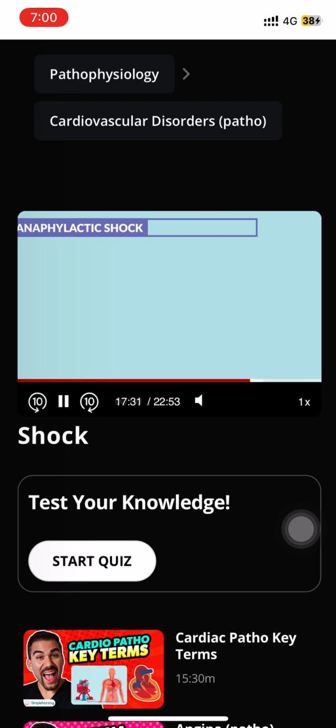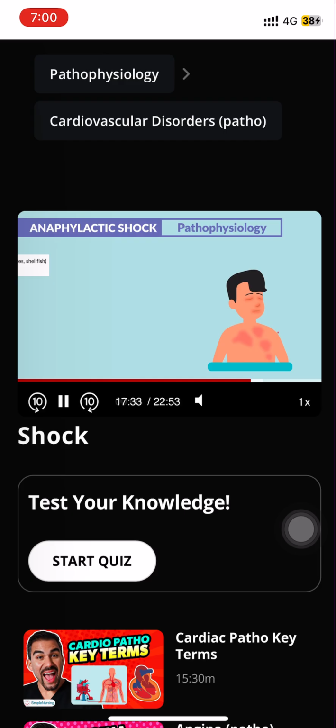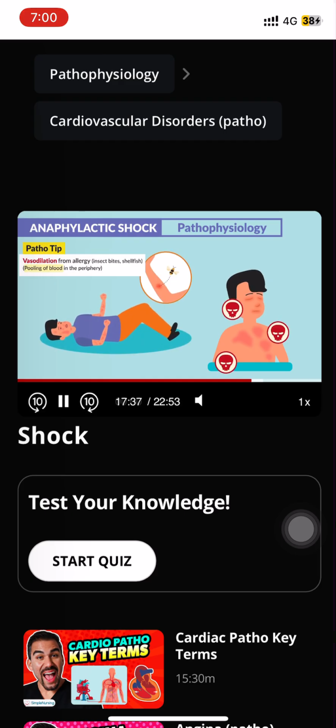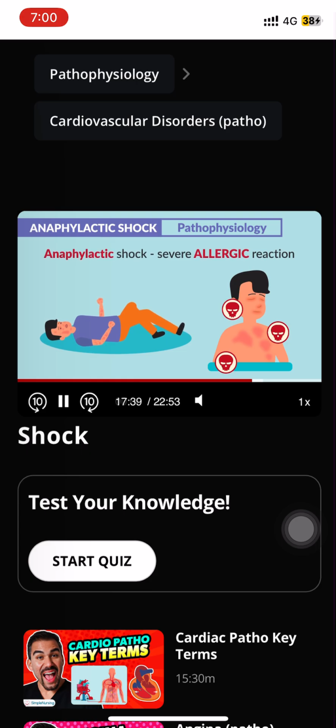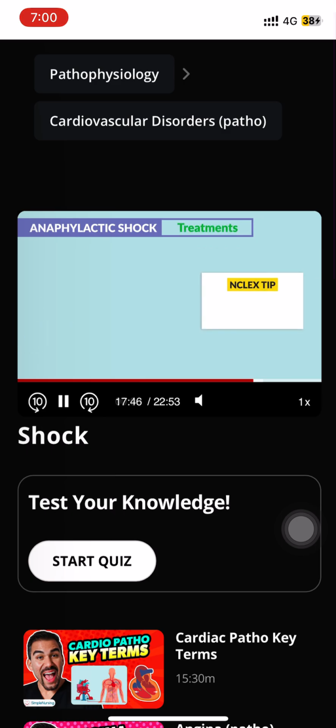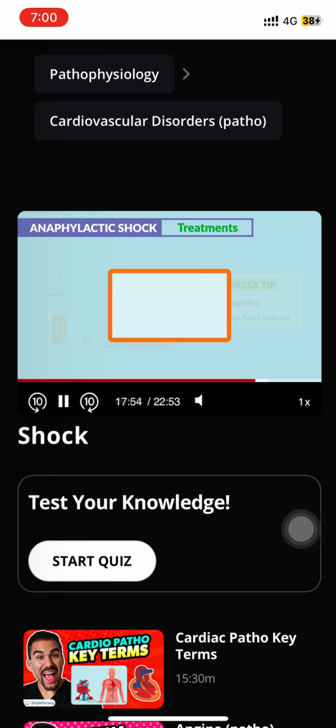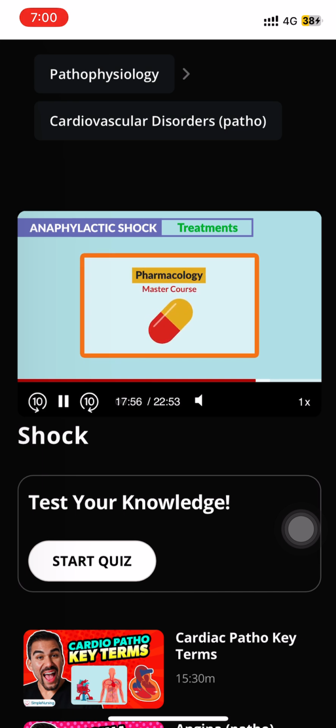And lastly here, anaphylactic shock, our severe allergic reaction, like from a bee sting or even a peanut allergy. Again, anaphylactic shock, we have that severe allergic reaction. The key treatment to know for the NCLEX, and write this down, epinephrine or epi auto-injector. We have to know this and the key points, so let's play a segment from our pharmacology master course.